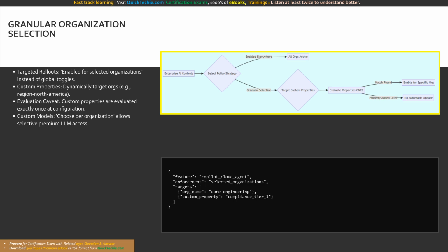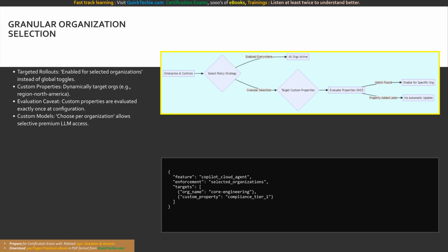While the binary choice between global enforcement and complete delegation is powerful, some advanced GitHub Copilot features require a more nuanced approach. This brings us to the concept of granular organization selection. For highly impactful or potentially costly features, such as the Copilot Cloud Agent or the deployment of custom models, enterprise owners are not forced to choose between enabled everywhere or no policy. Instead, they can utilize a targeted rollout strategy by selecting the enabled for selected organizations or choose per organization configuration option. When an enterprise owner or AI manager selects enabled for selected organizations, they are selectively granting access to a specific subset of the enterprise.